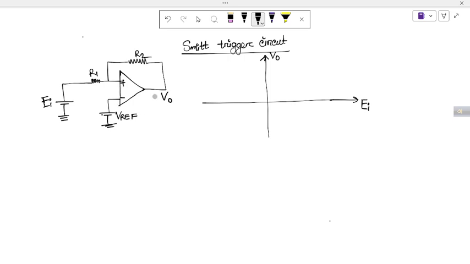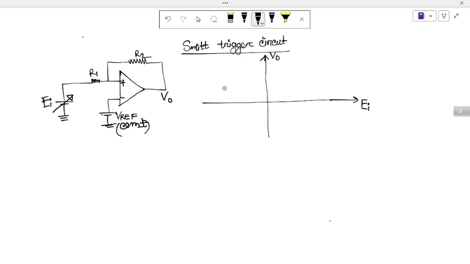So in this video we are going to vary this input voltage, and throughout this process we will take this reference voltage, VREF, as constant. Then we will draw a graph of output voltage versus input voltage, and we will obtain a hysteresis graph at the end.